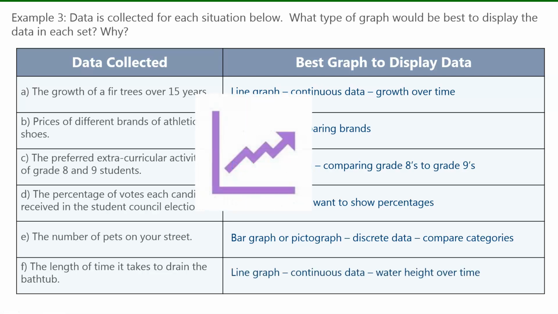well, this would also be a line graph. We are talking about continuous data. We are talking about measuring the height of the water over time. So the line graph would definitely be the best choice of graph in this case.